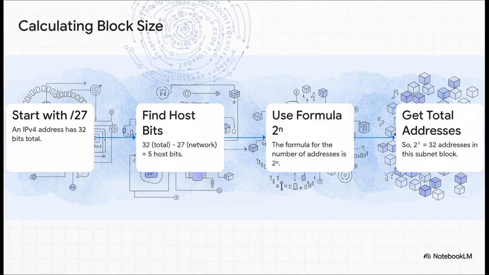So, how do we use it? It's just a bit of simple math, I promise. Every IPv4 address is made of 32 bits. All you do is take that 32 and subtract the slash number. So for /27, we do 32 minus 27. That gives us 5. Now, for the final step, we just calculate 2 to the power of that number. So 2 to the power of 5 is 32. And boom, that's our block size. This network has a block of 32 addresses.